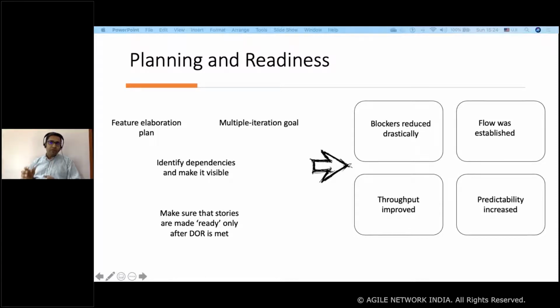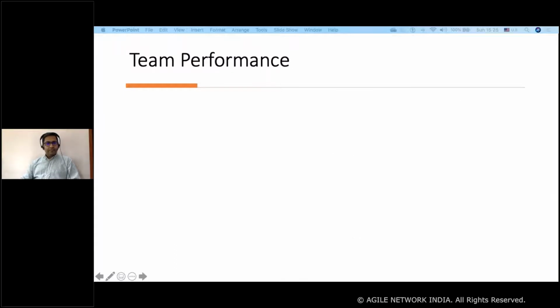Without focusing more on team velocity, the team velocity was automatically improved by improving the flow and creating an environment for the team to work. And again, the predictability of the team increased. So these are some of the benefits or observations. Now moving on to the third item. The next challenge was the team not being able to deliver consistently and with quality.